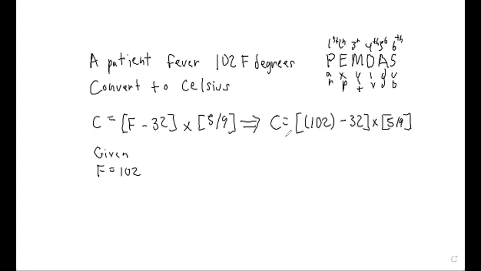So we get C equals 102 minus 32, which is going to give us, let's see, 102 minus 32 gives us 70. So we just get 70 times 5/9 over here.